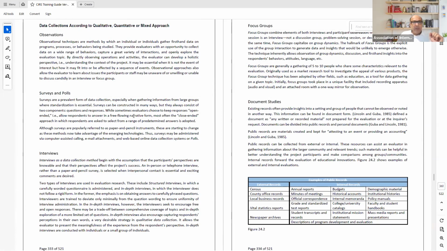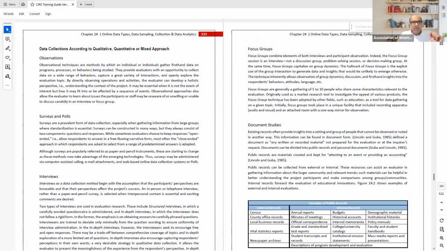What are the data collection methods? Let's also cover that. So far, we learned about the types of data under qualitative and quantitative. Now we look at the data collection methods, like how do we obtain the information? Generally speaking, we'd like to classify the information research as observations, as surveys and polls, as interviews, as focus groups, or document studies.